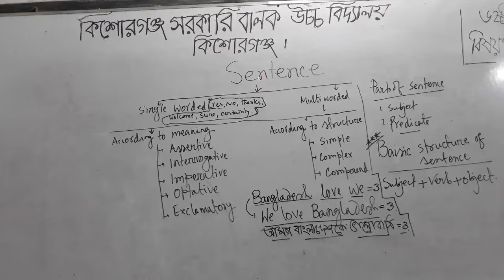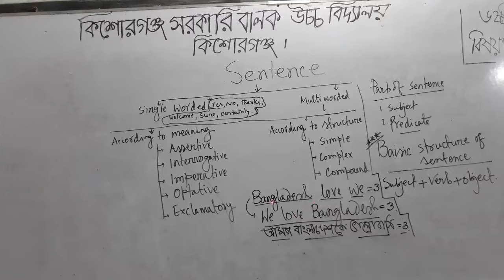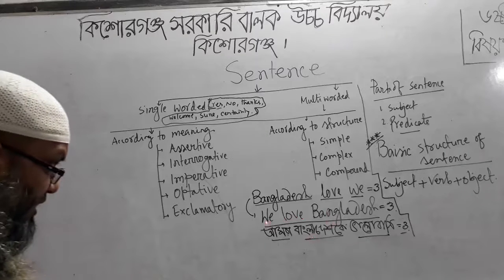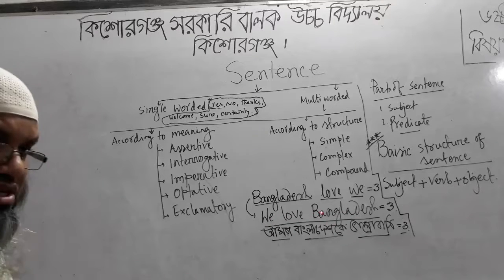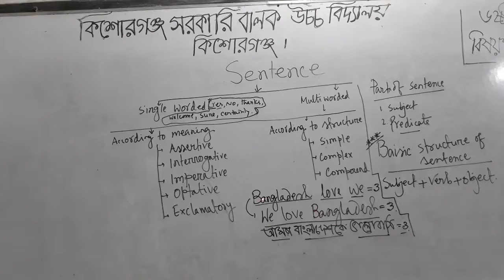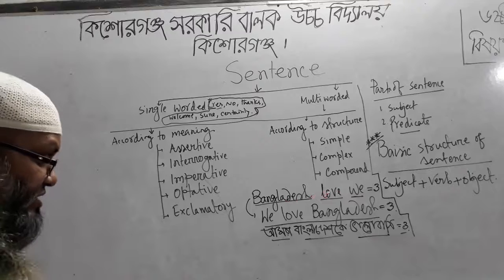Okay? And I have written two examples. See that, we love Bangladesh. There are three words. We love Bangladesh. That's why it makes complete sense. That's why it is a sentence. But see another group of words: Bangladesh, love, we. There are three words here, but it does not make any sense. That's why it's not a sentence.